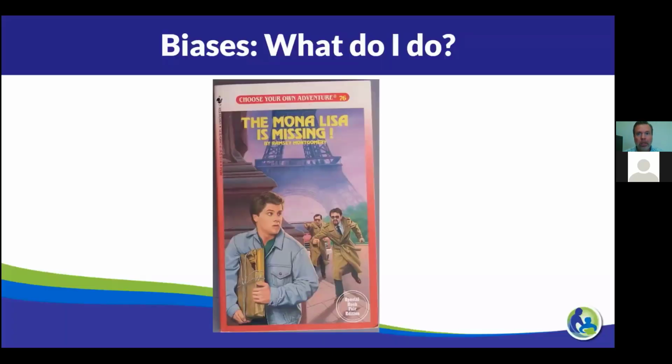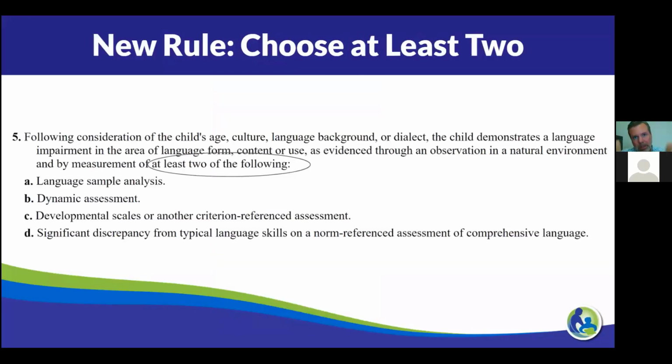Okay, so what do we do? And this is kind of a silly picture, but we have some options and we can choose our own adventure of the options that we want to do. So what are some things we can do? Now, this is my opportunity to bring in one of the things that I really like about this rule change. Okay, so hopefully you've had a chance to look at this rule change.